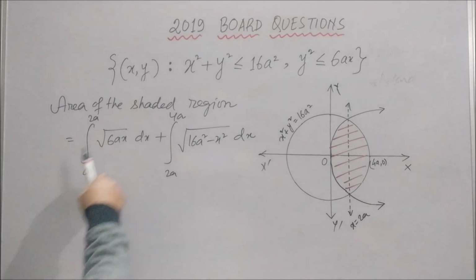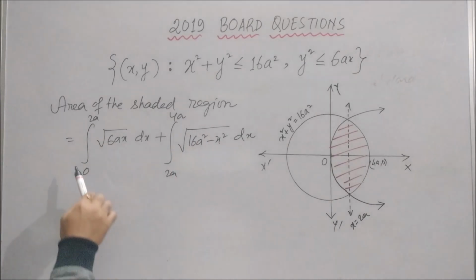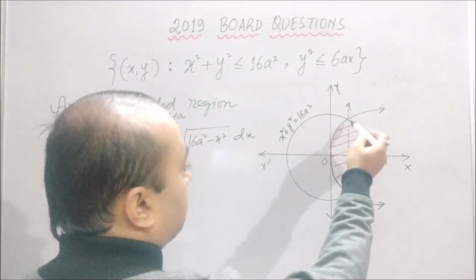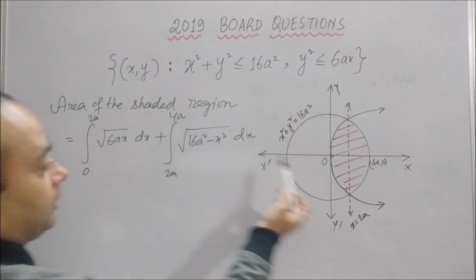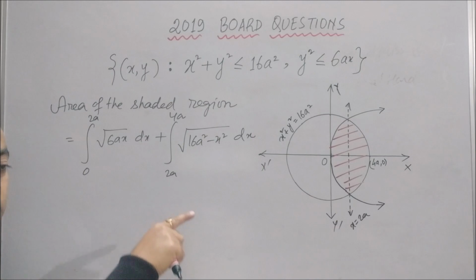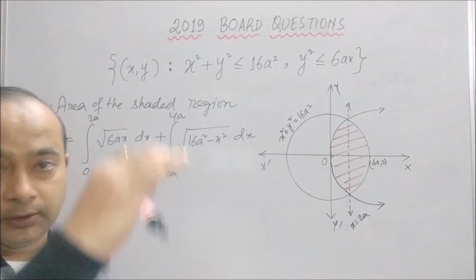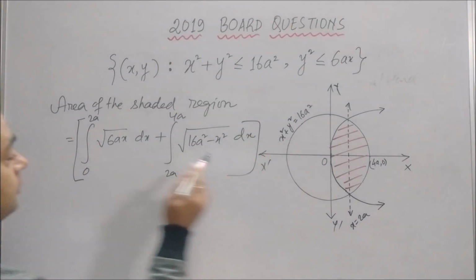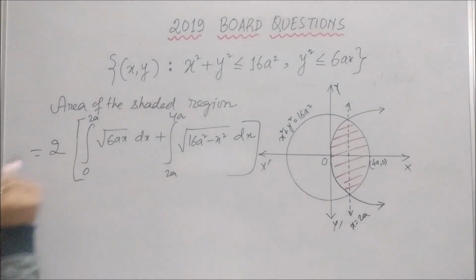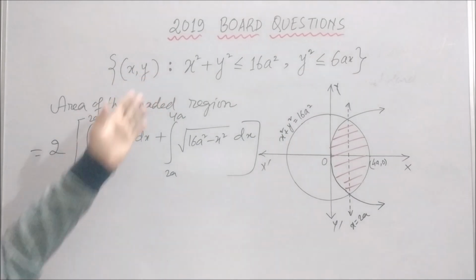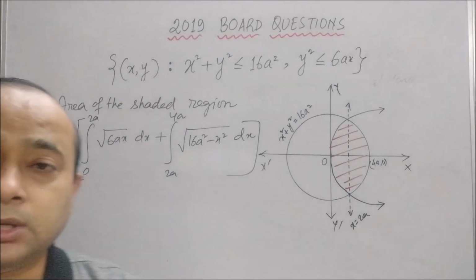So area of the shaded region from 0 to 2a we have taken 6ax dx, that is this parabola part, and from 2a to 4a we have taken the circle, and of course this formula will give only the upper half of the region, so definitely we have to multiply this by 2, twice of this. Now we apply the integration formula for the first part as well as the second part. Put the upper limit minus lower limit, and hence you can reach the answer.